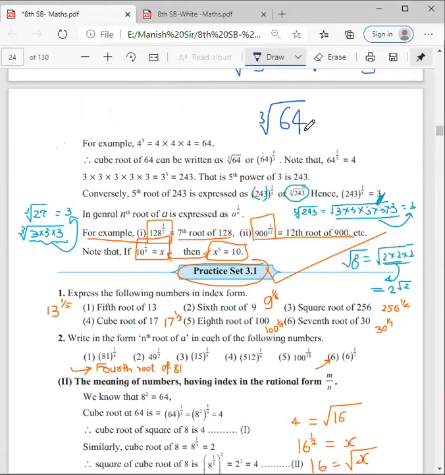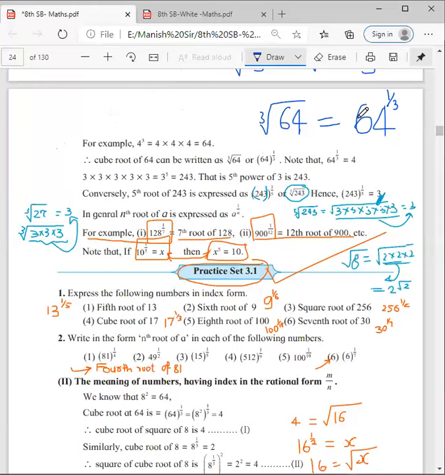Next to that, what they have given. If I want to write in index form, this only I can write in this way. See what I'm writing: 64, and the power of that number I will write as 1 upon 3. Writing in this form is known as index form. I hope this one is clear to you all.